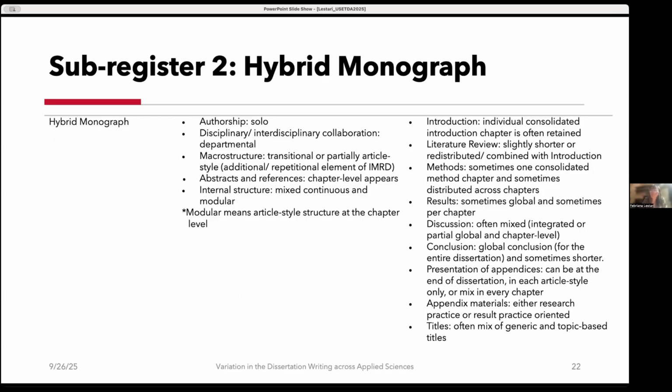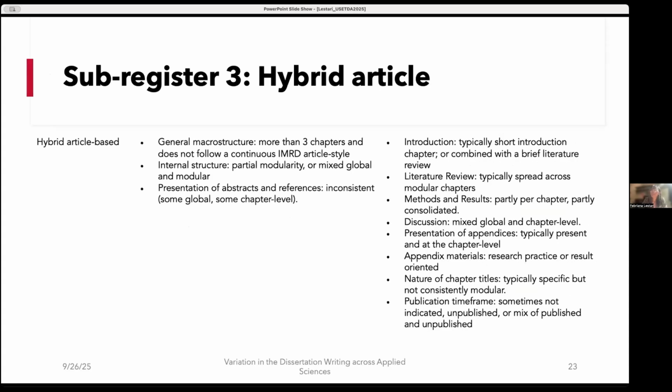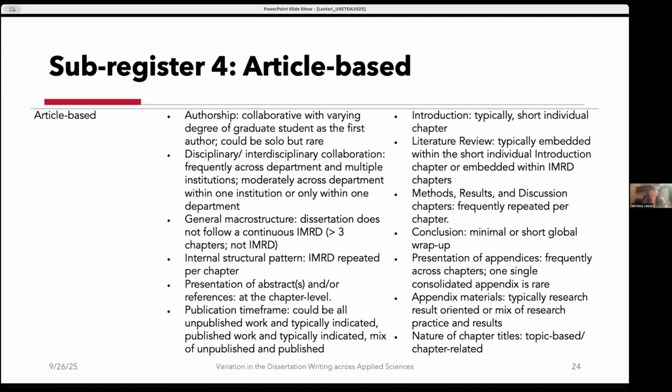So the second subregister that I found is hybrid monograph. So it kind of has some repetitions of the IMRD in the dissertation. So for example, there are introductions, literature review, study 1, method 1, study 2, method 2, and so forth. And there is also the hybrid article. So this is not fully article-based, but it also reflects the article style dissertation. And subregister 4, that is article-based.